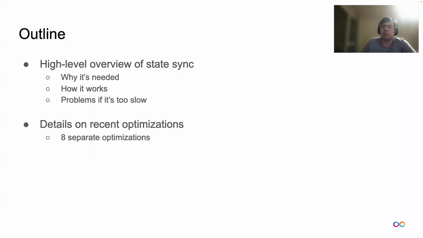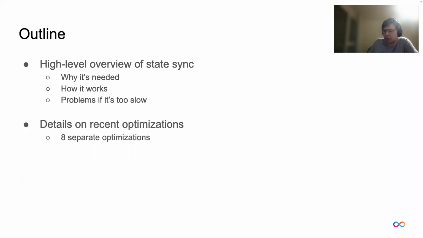So the plan for today is, first of all, I'm going to explain what state sync even is. It's not really a user-facing component, so I don't really expect you to have heard of it. So I'm going to start at the beginning. I'm going to explain what it is, how it works, and most importantly, why it needed to be improved. And then in the second half, I'm going to go over the individual optimizations that we did. There are 8 in total that I'm going to mention. Individually, they are each quite limited in scope, but together they have quite an impact.